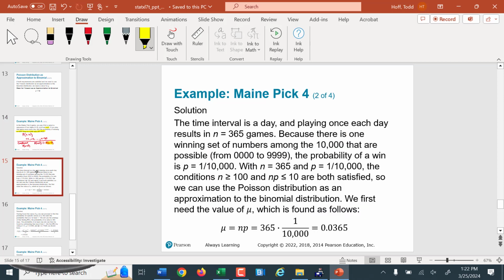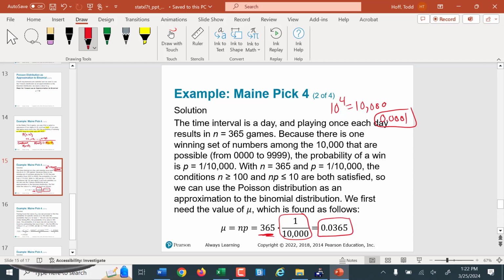So again, here's our game. There are 4 digits and 10 possibilities. So 10 to the power of 4 is 10,000 possibilities. So 1 over 10,000 gives us a 0.0001 probability of winning on a given day, or 1 in 10,000. So then our mean number of occurrences, or expected number of occurrences here, is 365 days times that 1 over 10,000, or the 0.0001, giving us that we expect to have 0.0365 occurrences per year.